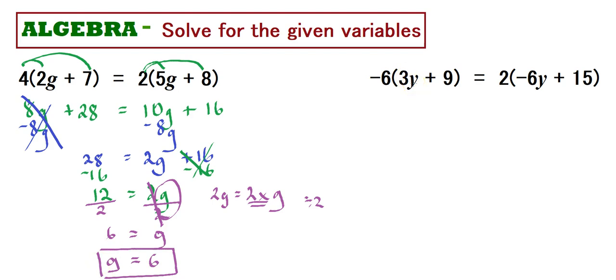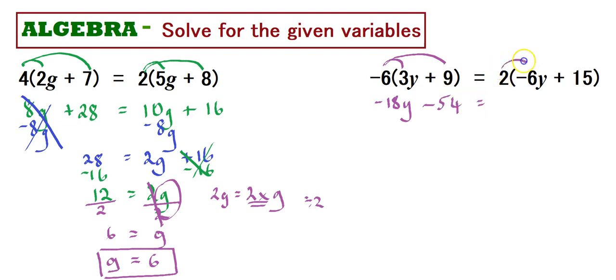The next one over here, we'll do the same process. So minus 6 times 3y is minus 18y. Then minus 6 times positive 54. So negative times a positive is a negative. So 6 times 9 is 54.